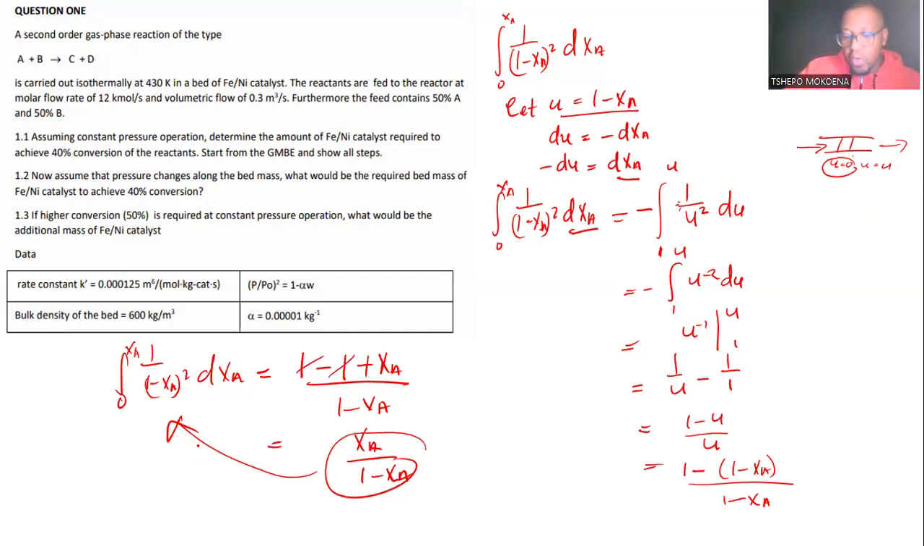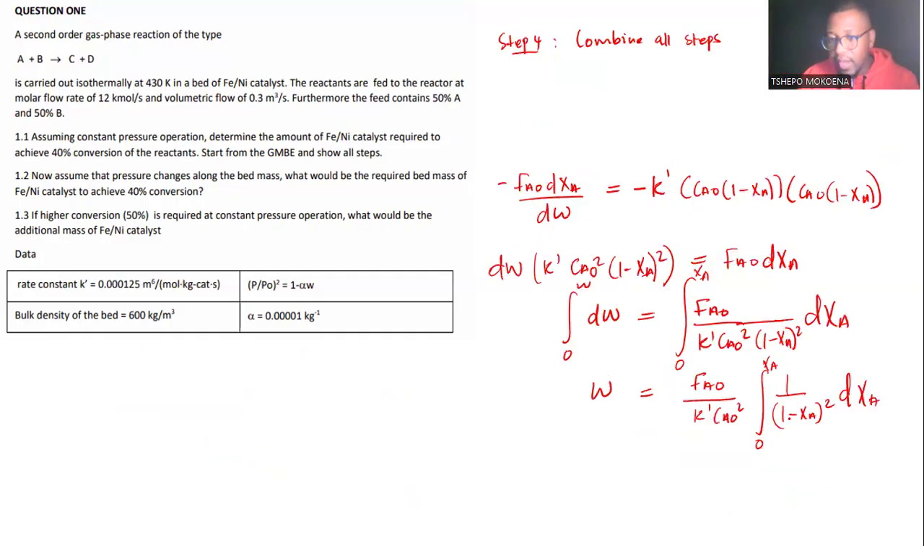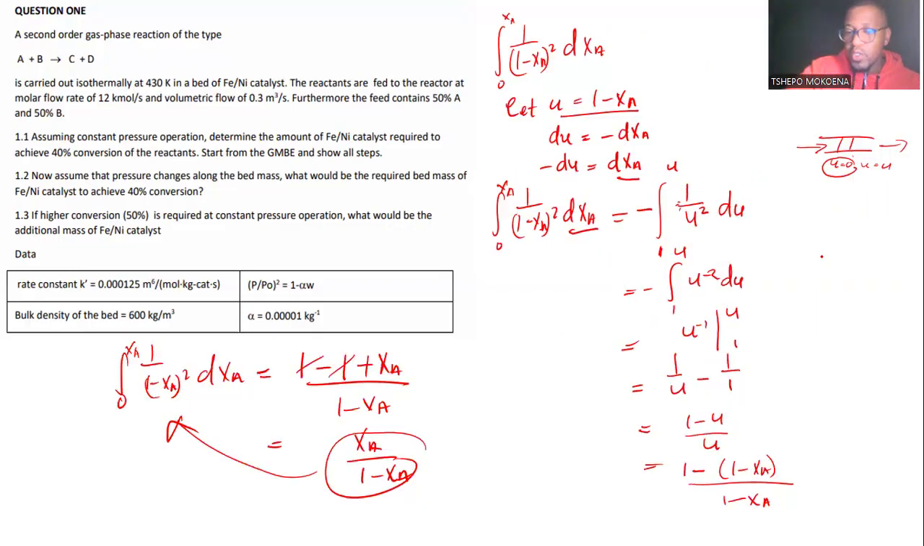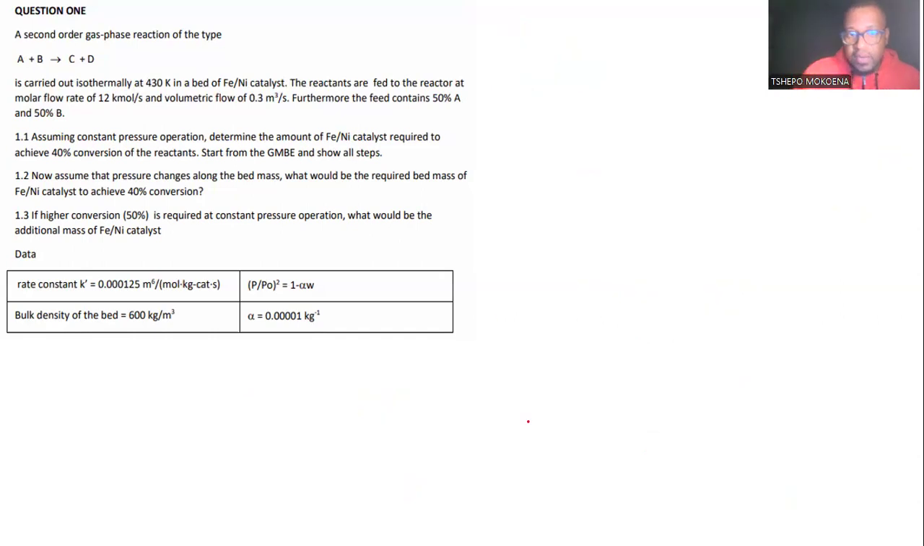Okay, so going back to our question, what is the integral of 1 divided by (1 minus XA) to the power of 2? Some people know it will be equal to this without deriving it, without proving it. It is still fine, because sometimes you don't understand what you're doing. It's important to at least try to derive it until you get to the answer, okay? So meaning we're going to have W is equal to FA0 divided by K CA0 squared multiplied by XA divided by 1 minus XA, close the bracket. And then from here, we are done with our equation.